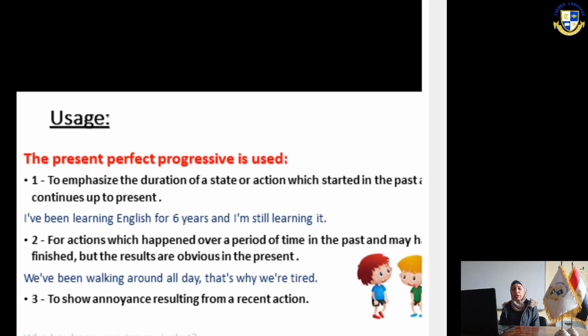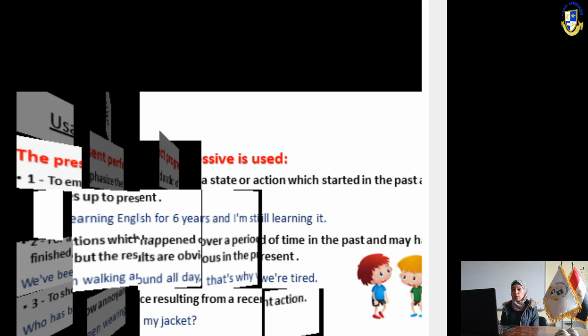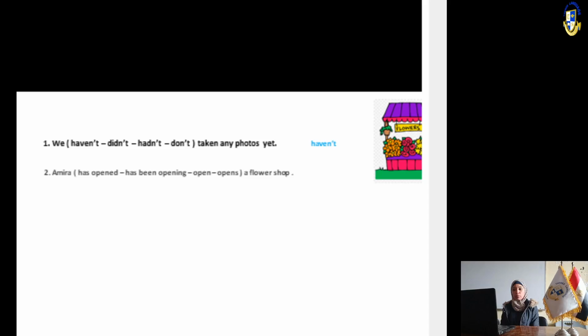And now, guys, we have finished the past simple and the present perfect simple. Let's start now the questions. Question number 1, have we taken any photos yet? As you see now, guys, you have yet, and this is a time expression. So you can use, yes, that's very good, it will be haven't. Let's move on to number 2, Amira, a flower shop. Yes, that's very good, it will be has opened.